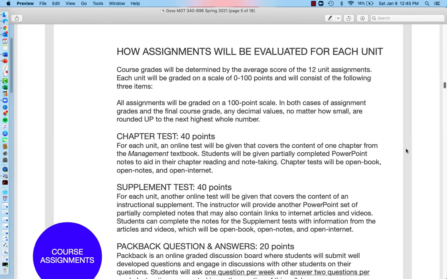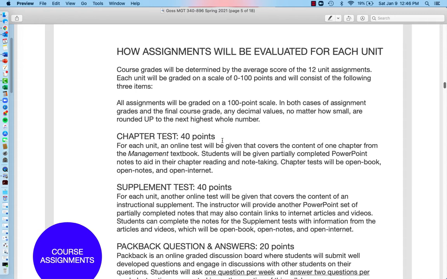Let's take a look at something very important here, and that is how you're going to be evaluated for this course. You will have 12 unit assignments to do. Each one of them will be scored from 0 to 100 in terms of points, and they will consist of 3 parts. Each unit will have a chapter test, a supplement test, and your pack-back question and answers. Now notice that question is singular, but we'll get to that in just a moment.